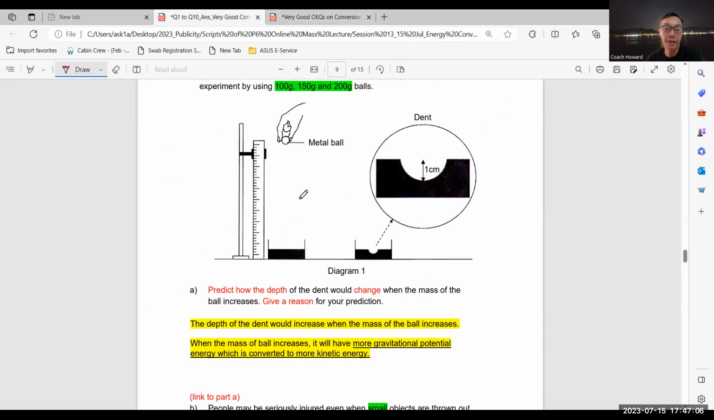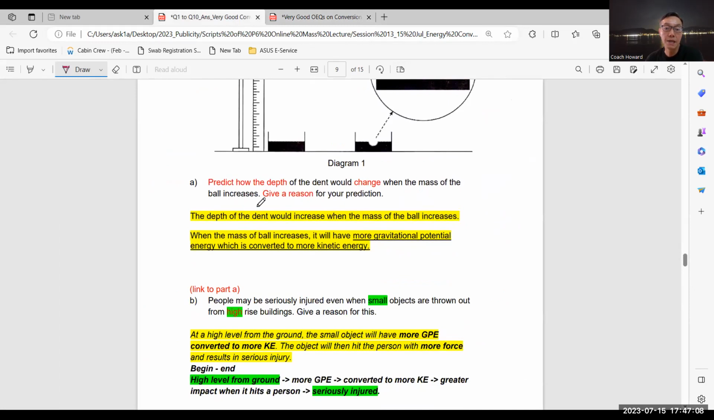So that's very simple, right? You just say the depth of the dent would increase when the mass of the ball increases. And this is the reason. When the mass of the ball increases, it will have more gravitational potential energy, which will be converted to more kinetic energy. Okay, simple, this one.